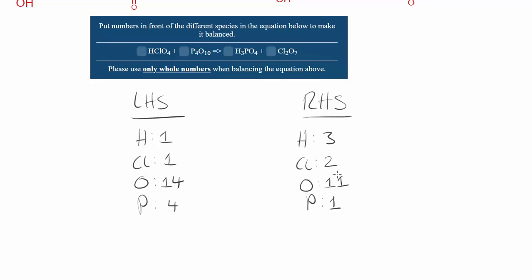Okay, so what can we see here? Well, basically none of them are balanced, right? We've got different numbers on both sides for all of them, and so I have to decide which one I'm going to make some level of effort to balance initially, and then go from there.